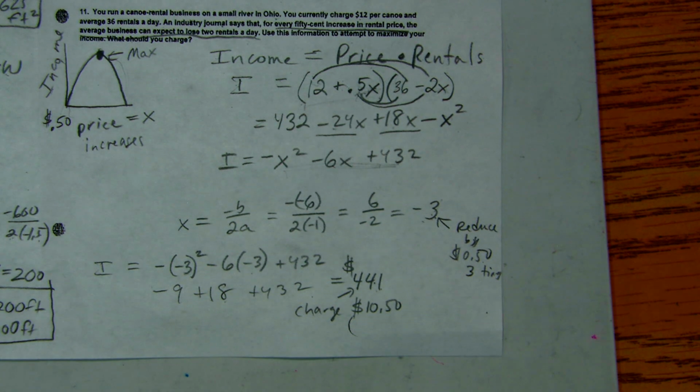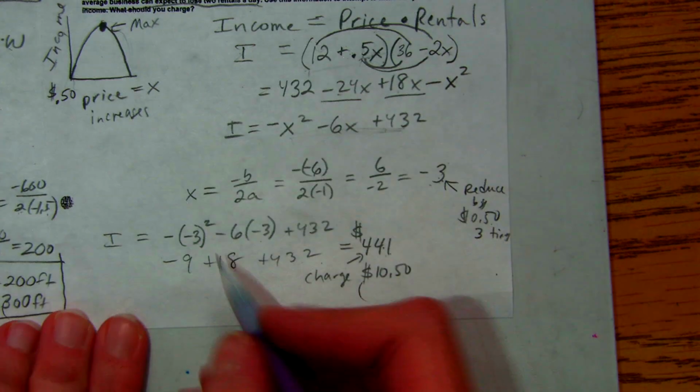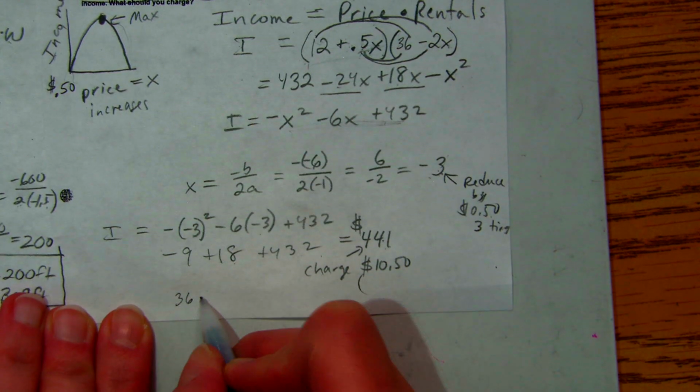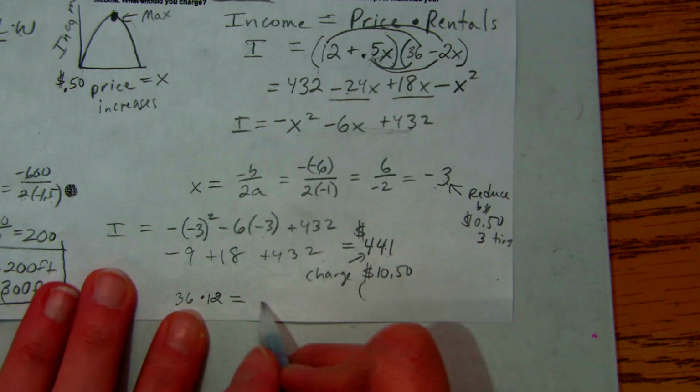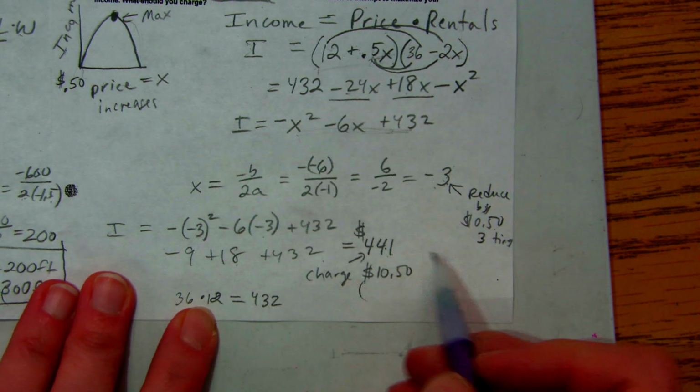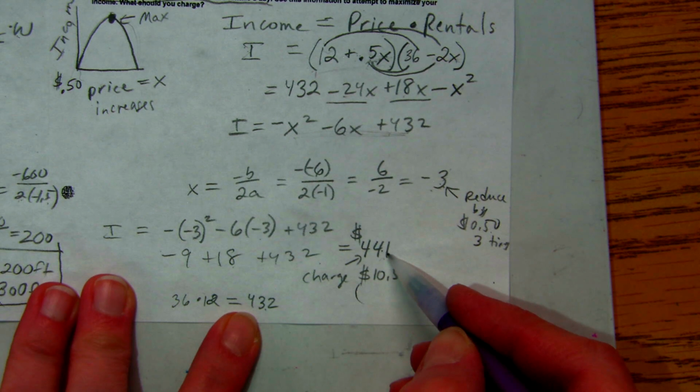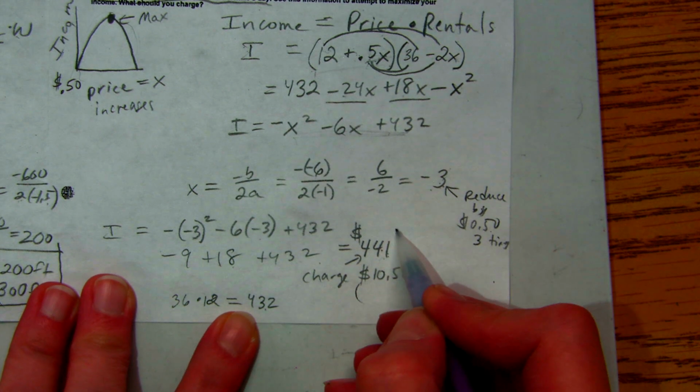Before, I don't have this written down, but I think it would be interesting. They had 36 rentals. And then we'll see if we're doing this right. Yeah, it's not a huge income. So before, they had 36 rentals, and they were charging $12 a day, and they're making $432. So this went up just a little bit, like $9.